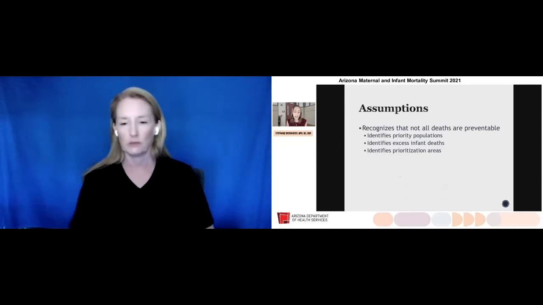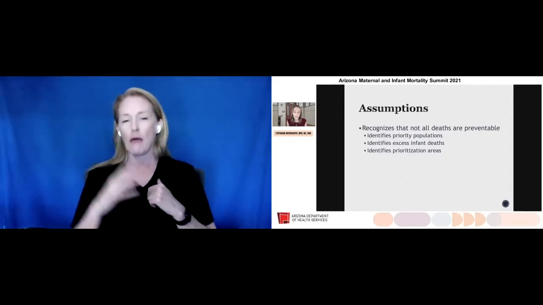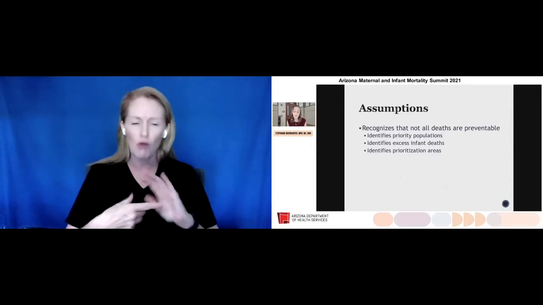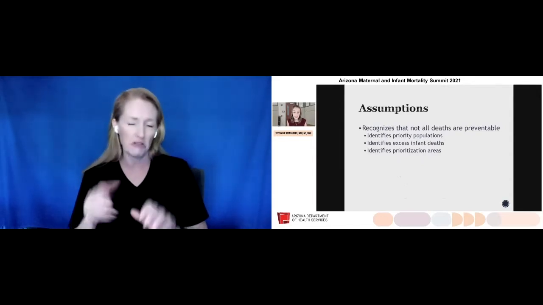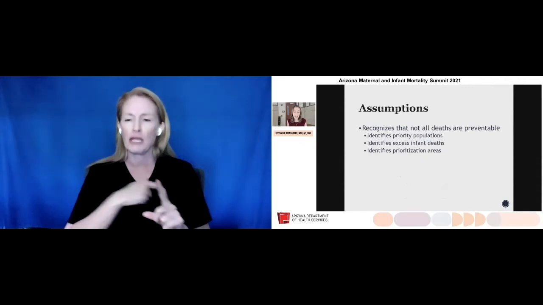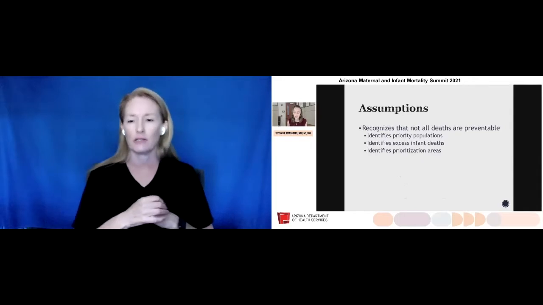So going into this analysis, we do have some assumptions that I feel I should outline. We have to recognize that not all infant deaths are going to be preventable, but we can identify priority populations where excess infant deaths occur, and then identify areas that we should prioritize to reduce these excess deaths.